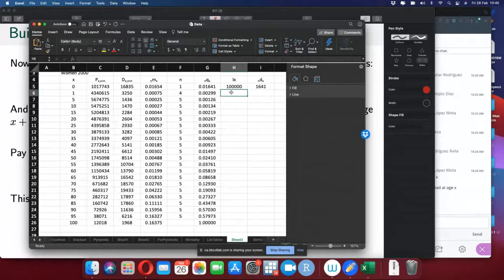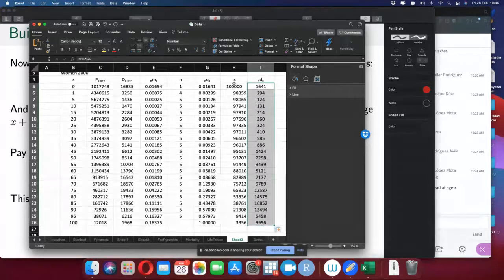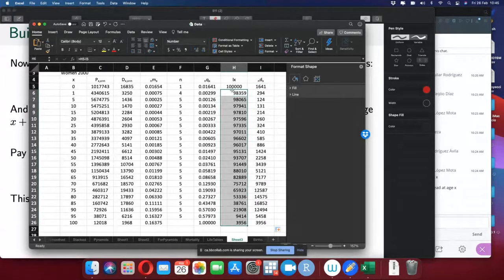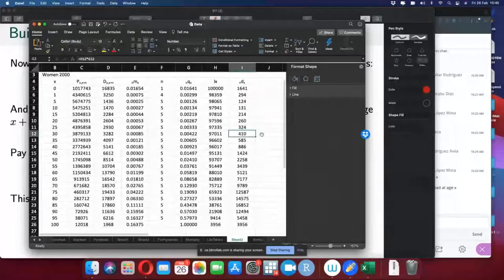And now that we have this number of deaths, we can get the following value for survivors, taking the survivors that we had before and subtracting the number of deaths. And then the same thing for here. And we will get our values for survivors and for deaths for the table.